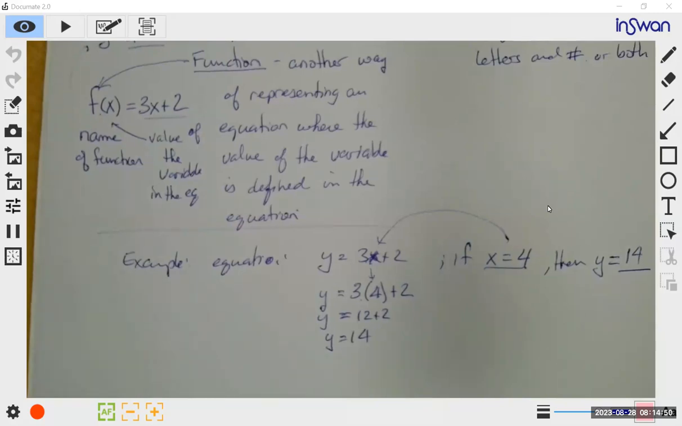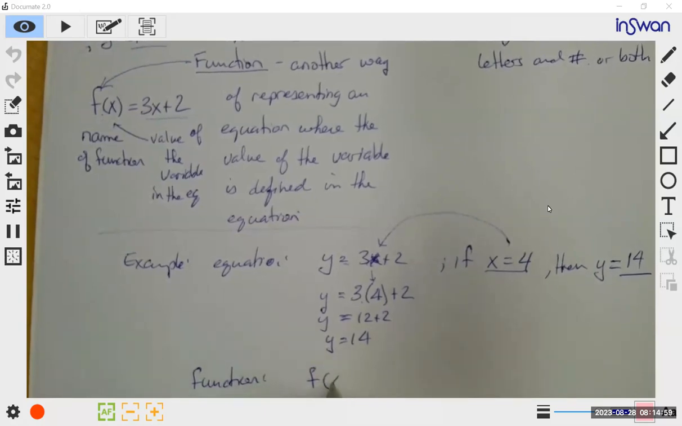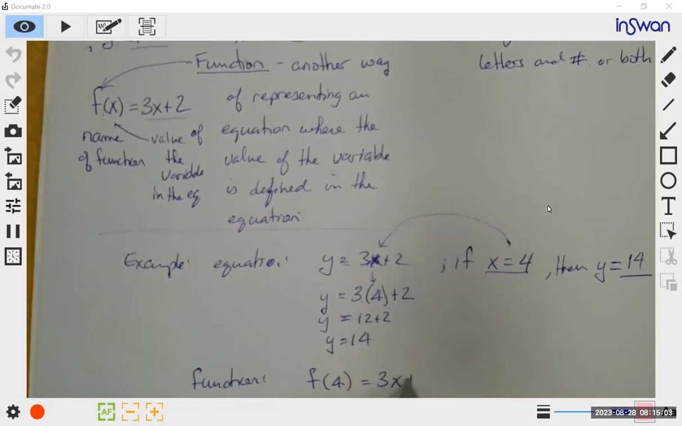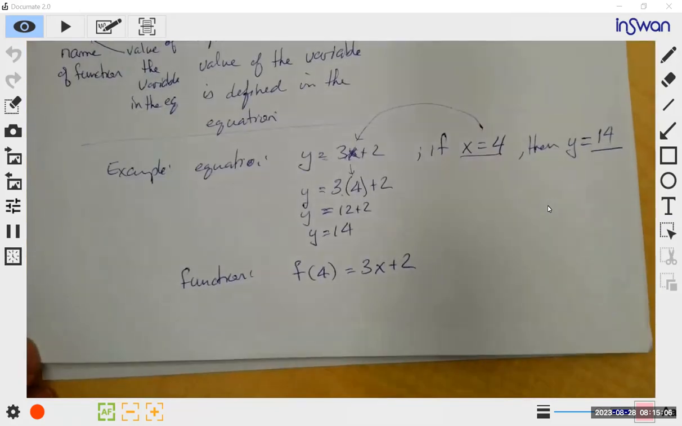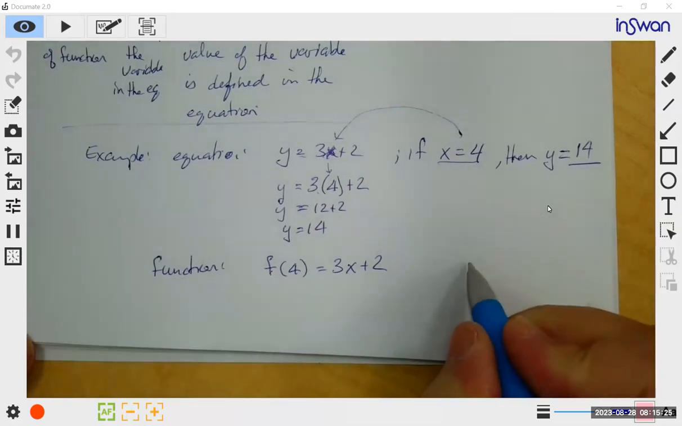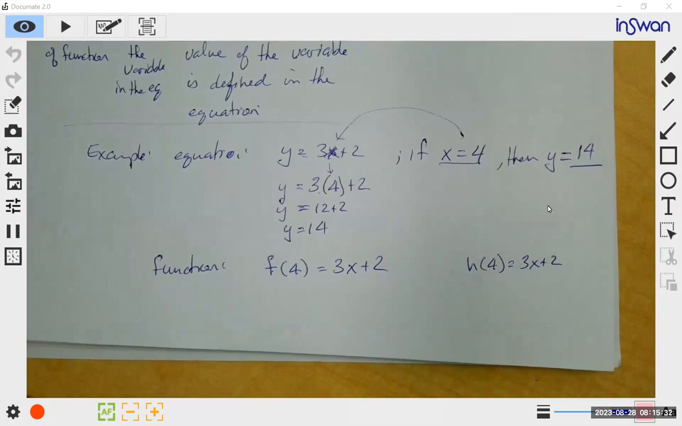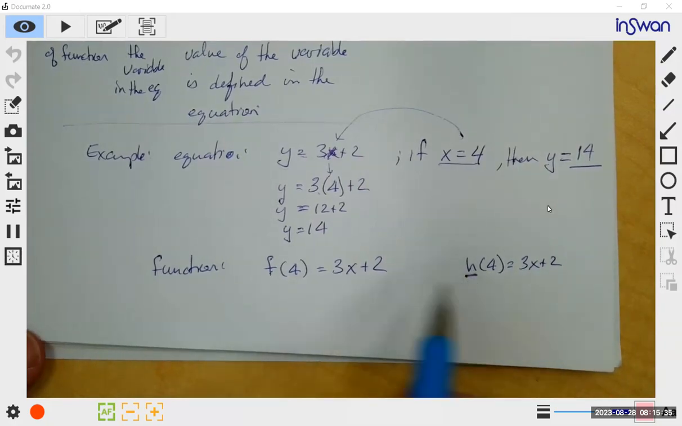And here's the benefit of a function. I'm going to give you the same thing, but now we use a function. What's the name of the function? Whatever the letter is, that's the name of the function. This function is named f. I could have h. I could have g. So whatever letter is out here is the name of the function.